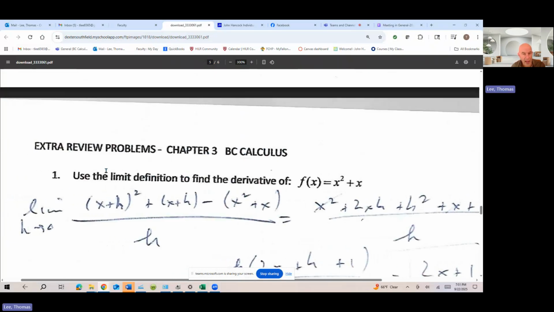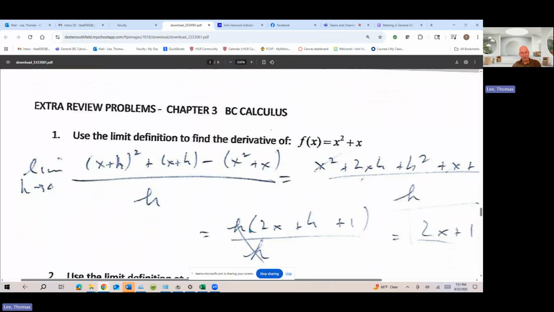Right now, if you're asked to find the limit definition and use the limit definition to find the derivative of this function, you need to set it up: f of x plus h, which is x plus h squared plus x plus h, minus f of x, over h. You'll have tons of cancellation, and the h's will cancel, and 2x plus h plus 1 as h goes to 0 is 2x plus 1. Of course, you could check this by saying, well, the derivative is 2x plus 1.